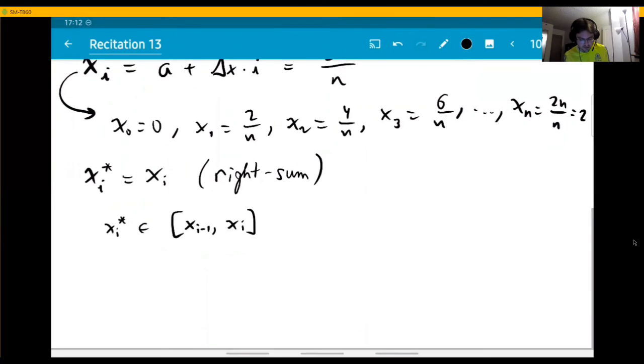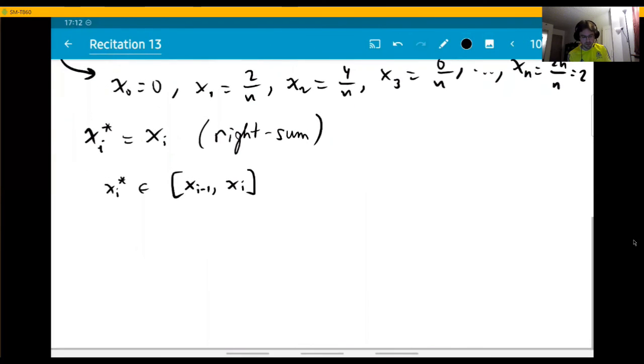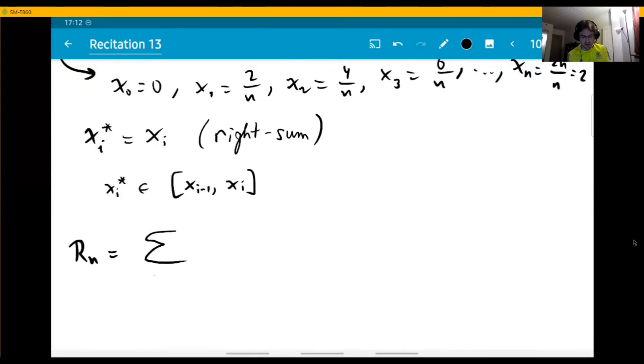All right, so we have this. What is the Riemann sum Rn? Now we're using sigma notation. You want to add up on all of the intervals the delta x, which is always the same, times f of the selected sample point, which is this xi here.